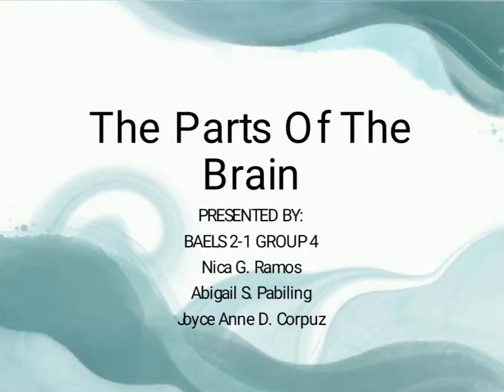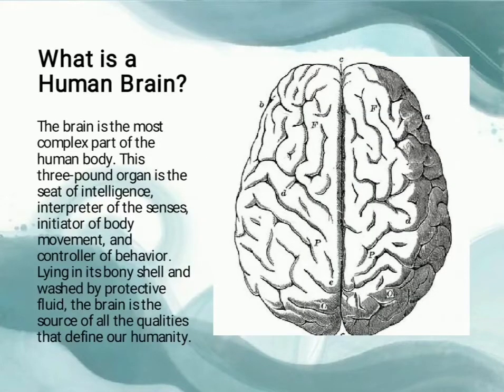But before we go further on our topic, let us first define what a human brain is and its purpose or function to our body. The human brain. The brain is the most complex part of the human body. This 3-pound organ is the seat of intelligence, interpreter of the senses, initiator of body movement, and controller of behavior.